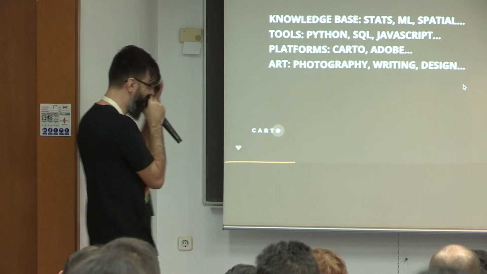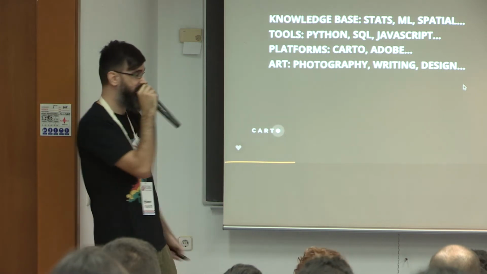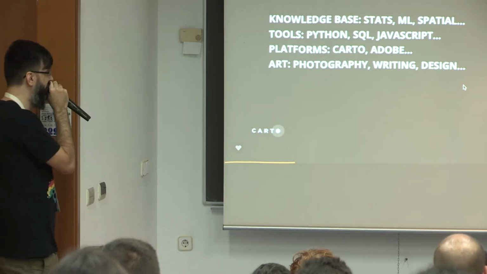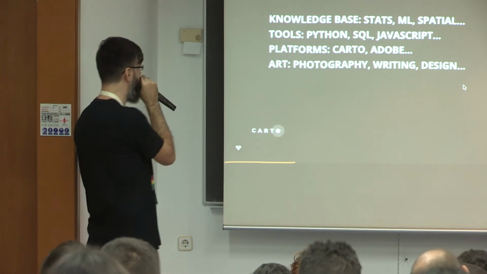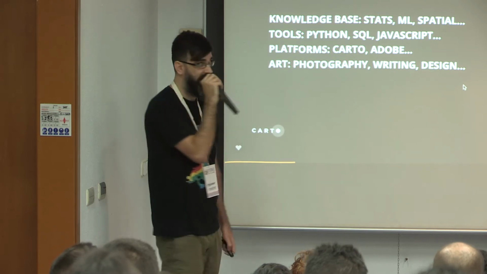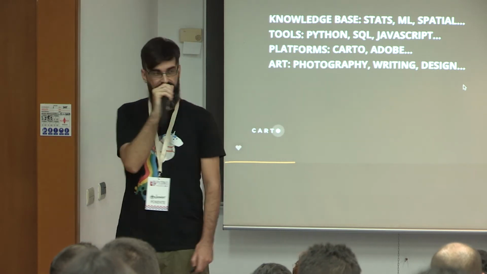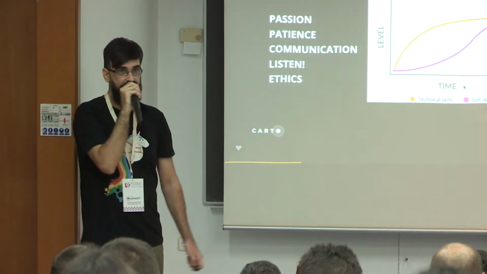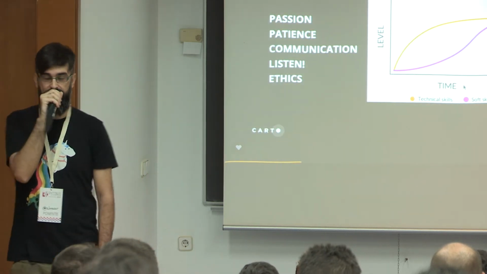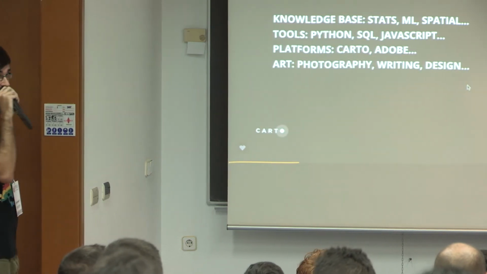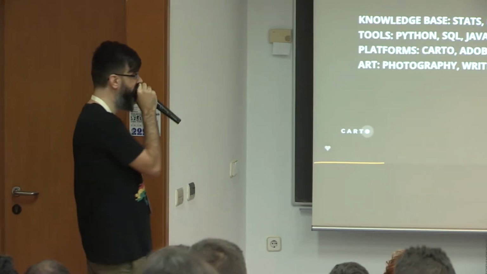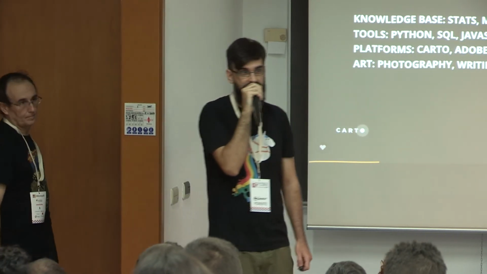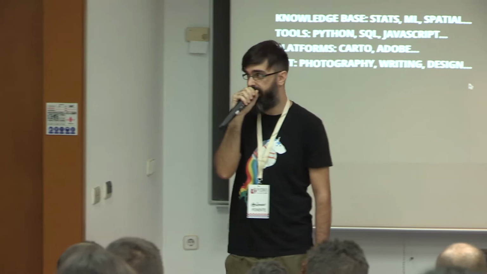So yeah, you might have a bunch of tech skills. It doesn't matter. Stats, machine learning, Python, SQL, JavaScript. I use Carto. In my case, I like photography. I like many things. But these are the important ones. You can learn Python in 1 month. You can learn Matplotlib. Maybe you don't need to learn it because you have examples and you copy paste.